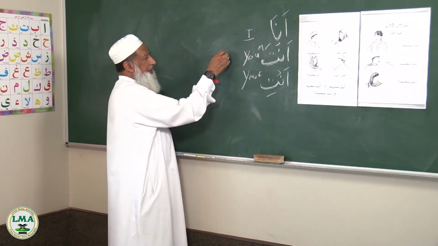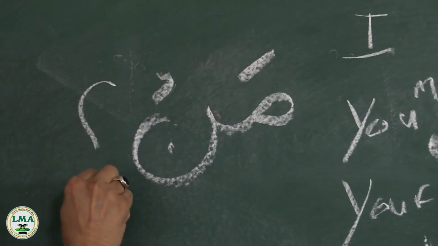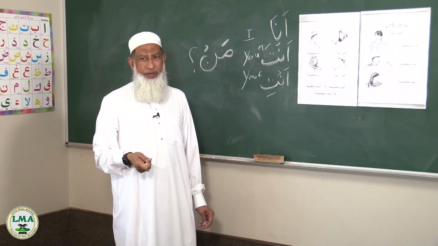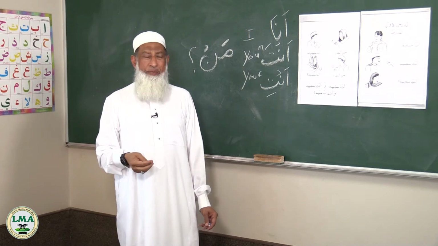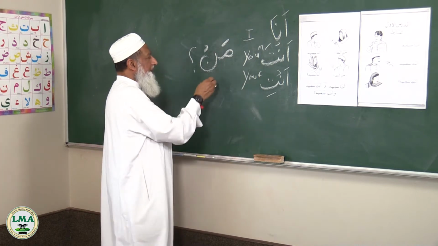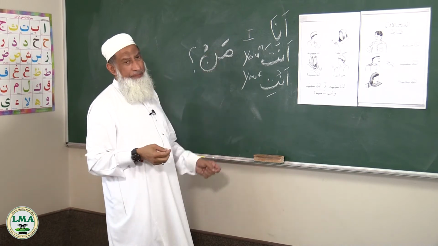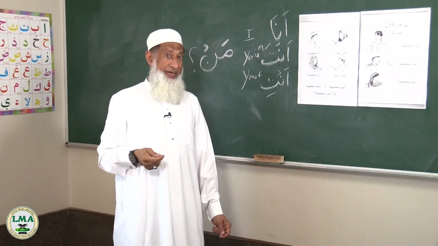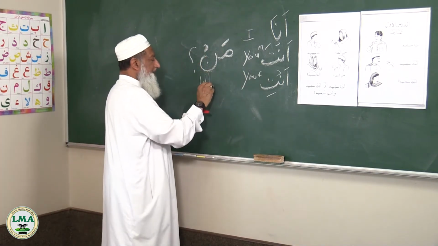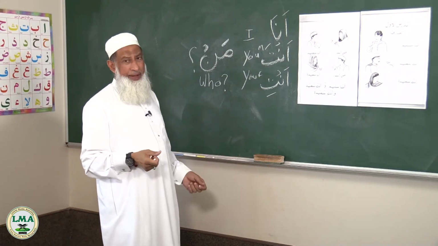Let's go to the next word. The next word is a question word, man. And we all learn by asking questions. The most important thing, if you meet somebody for the first time, is that we would like to know who they are. So the question is man. Please remember, the fatha, dhamma, kasra in Arabic makes quite a difference at times. So man is very easy: who.